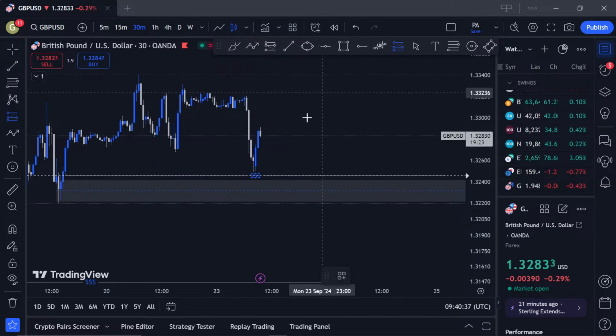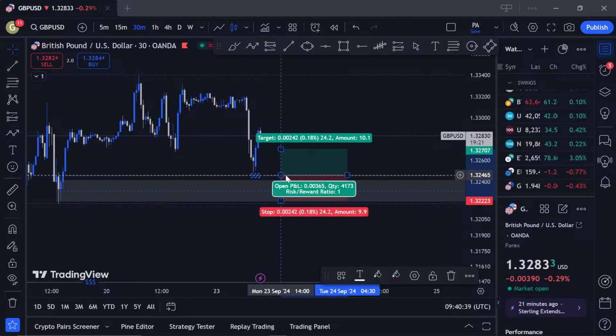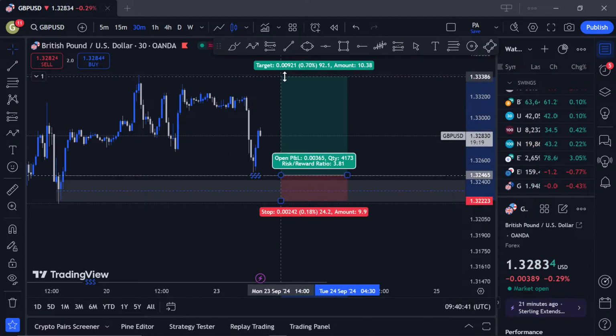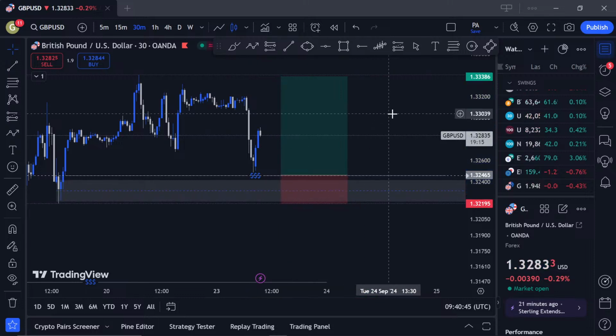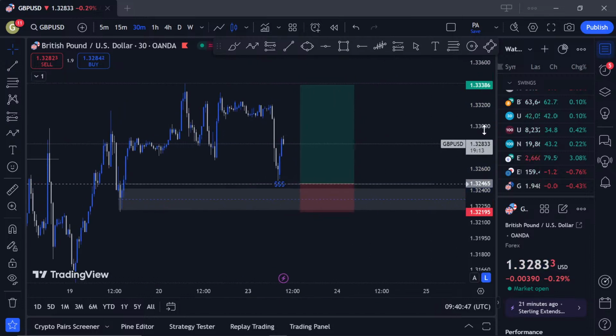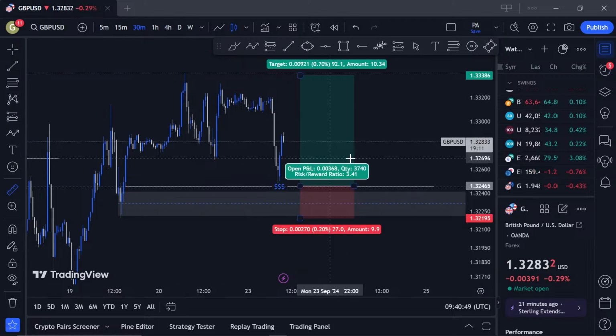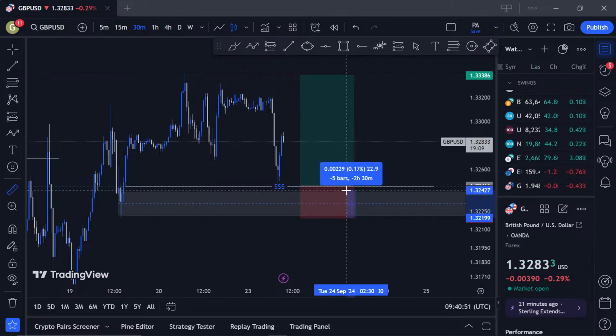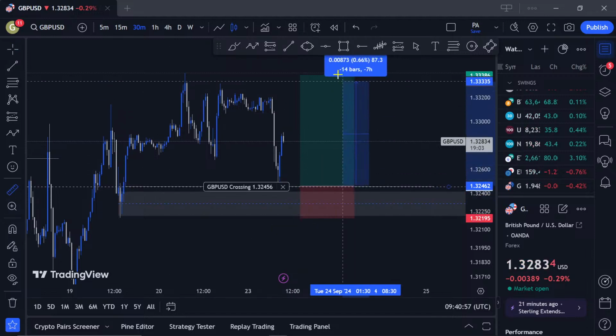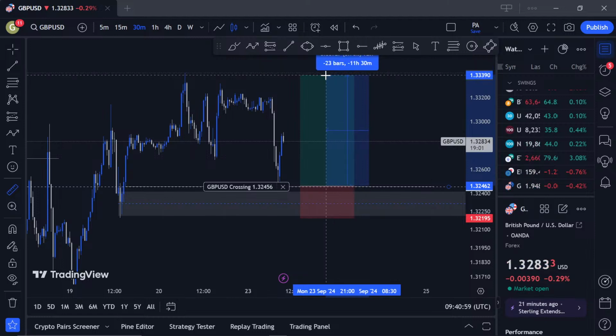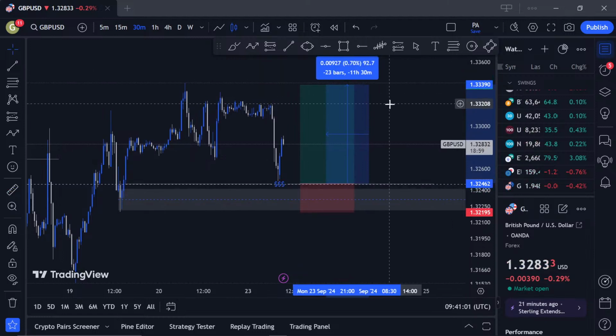So here's our entry on GBP USD. On GBP USD, we are interested in taking buy trades. And then our stop loss right below the level, so in case the level doesn't hold, we get out immediately. So this is simply risking 25 pips for 93 pips, which is actually a good deal.